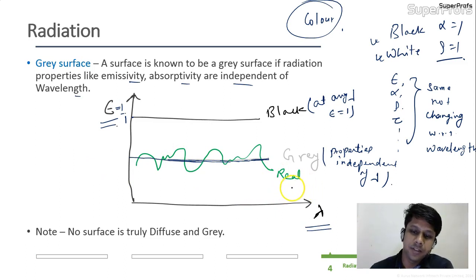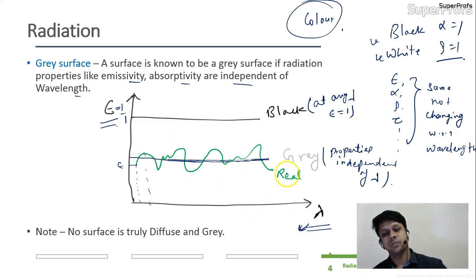Now let us say there is a real body. For real bodies, the properties will change with lambda. So let us say there is a variation. At this wavelength, the emissivity is this much. At this wavelength, the emissivity is this much. So it is changing continuously with the wavelength. So what is the assumption? For a gray body, properties are independent of lambda.